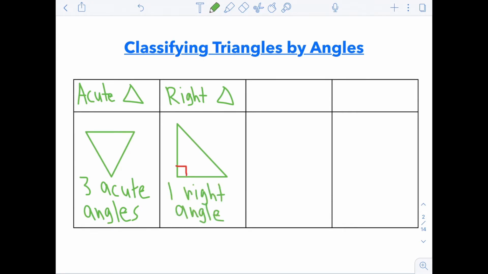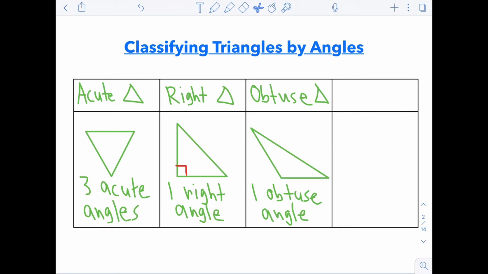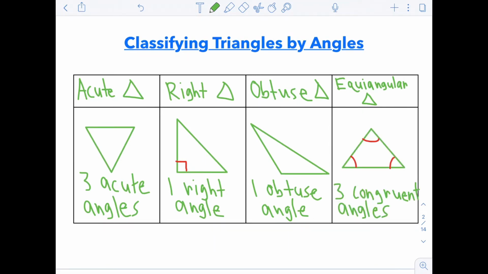Next we have an obtuse triangle. This is a triangle with one obtuse angle, like this. And last but not least, we have an equiangular triangle. This is a triangle with three congruent angles, like this. As you can see, an acute triangle has three acute angles, and an equiangular triangle has three congruent angles that are also all acute. So an equiangular triangle is also an acute triangle, just a special kind of acute triangle.